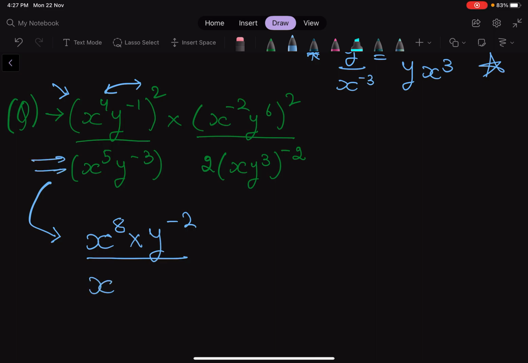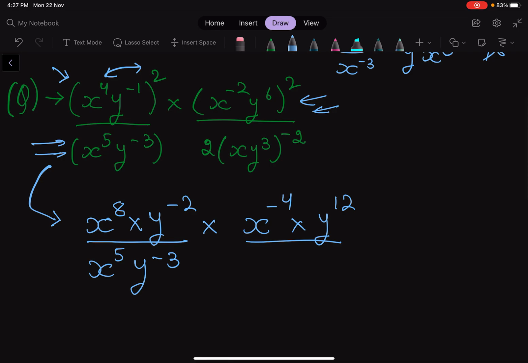Nothing to expand here, simply write x power 5, y power minus 3, multiplied by, moving on to this one. It's x power, you need to multiply minus 2 with 2, so it's minus 4, multiplied by y power 6 2s are 12. The 2 is outside the bracket, write it as it is. And x power minus 2. y has power 3, whole power minus 2, so it's 3 multiplied by minus 2, so it's minus 6. So it's y power minus 6.